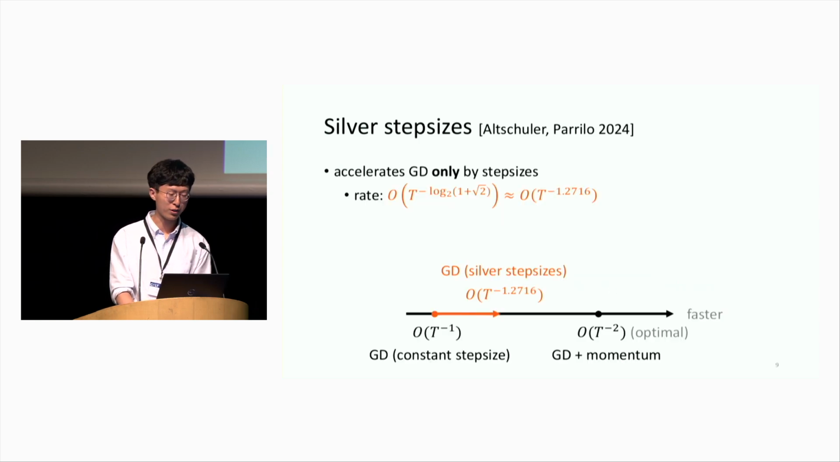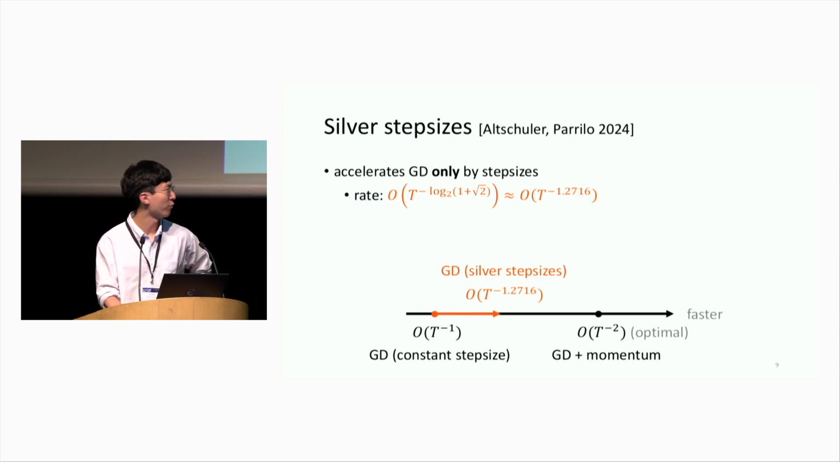Remarkably, what they show is that this actually allows you to accelerate gradient descent. The rate might seem weird because the exponent reads as log base 1 plus square root 2 of 2, which is roughly 1.27. So this shows that you can at least partially accelerate gradient descent just by using step sizes.